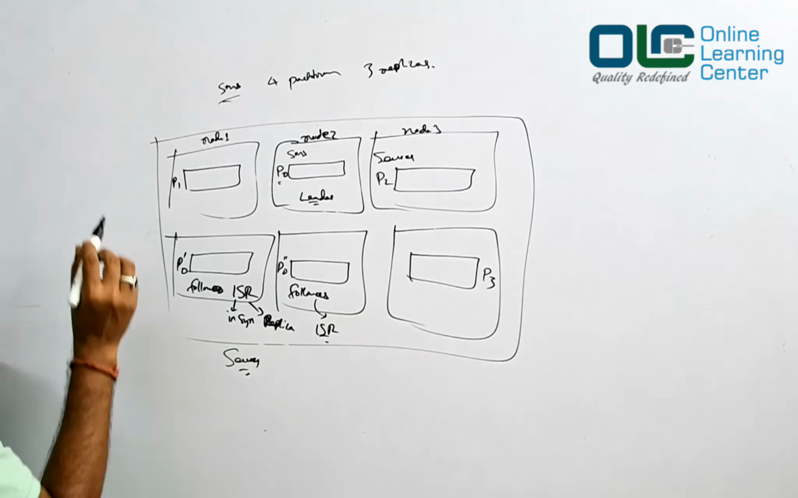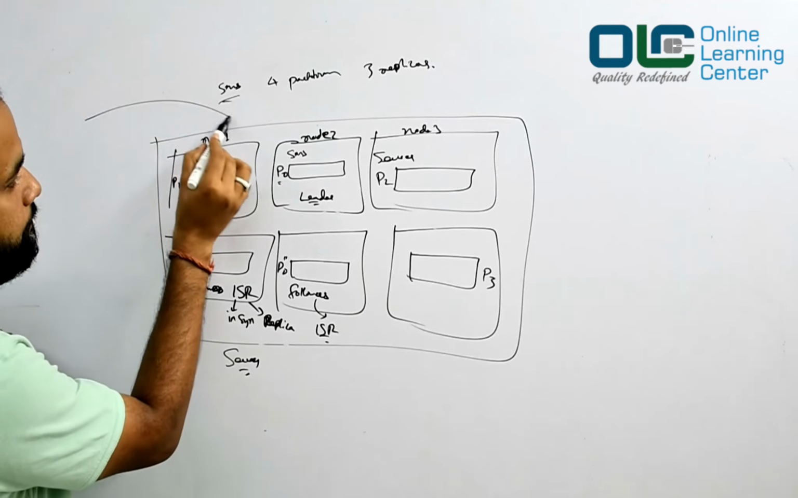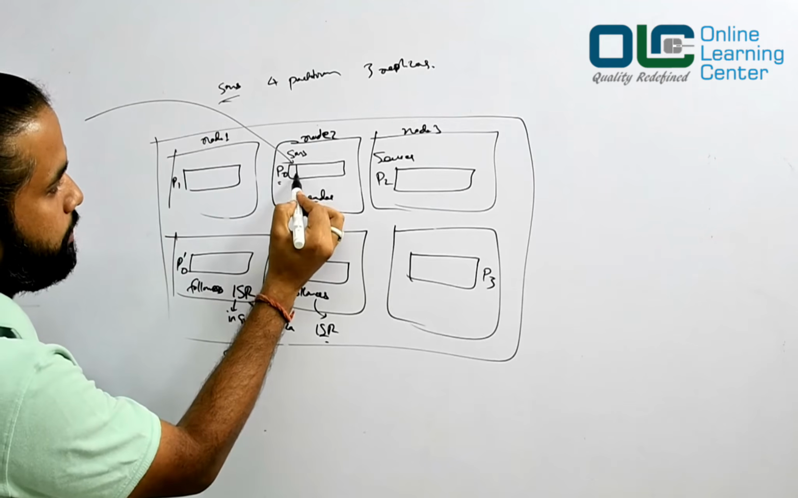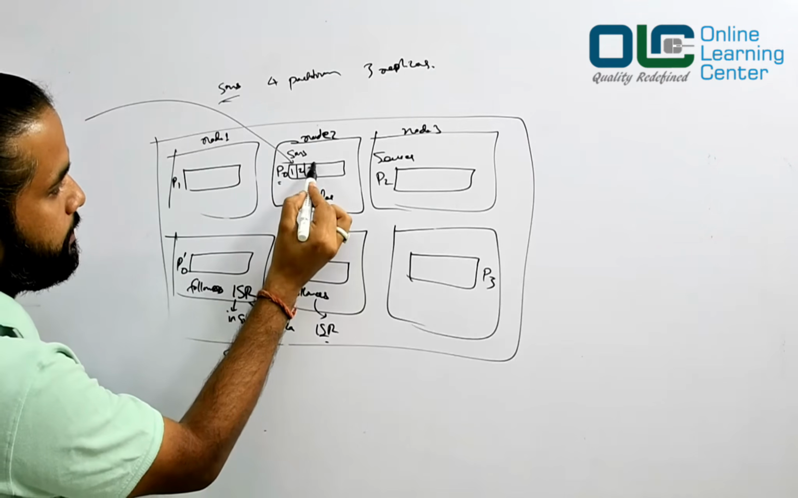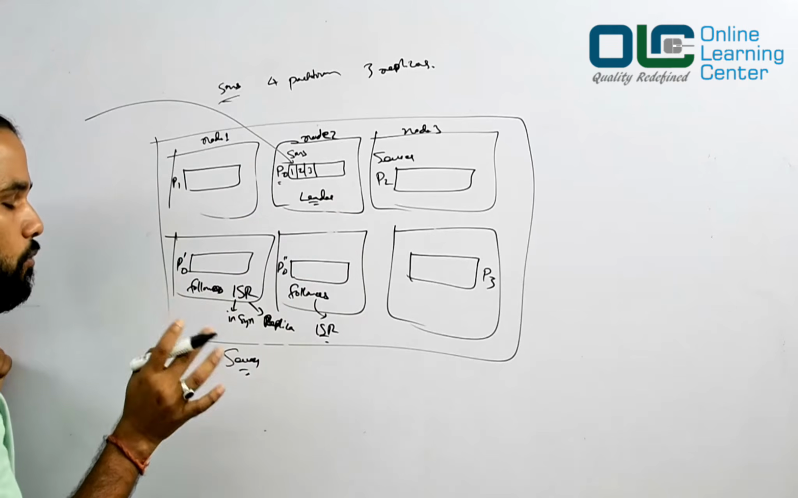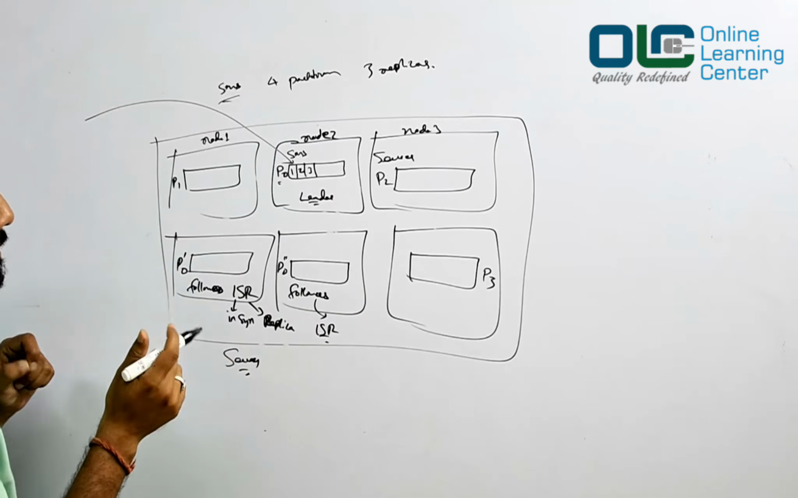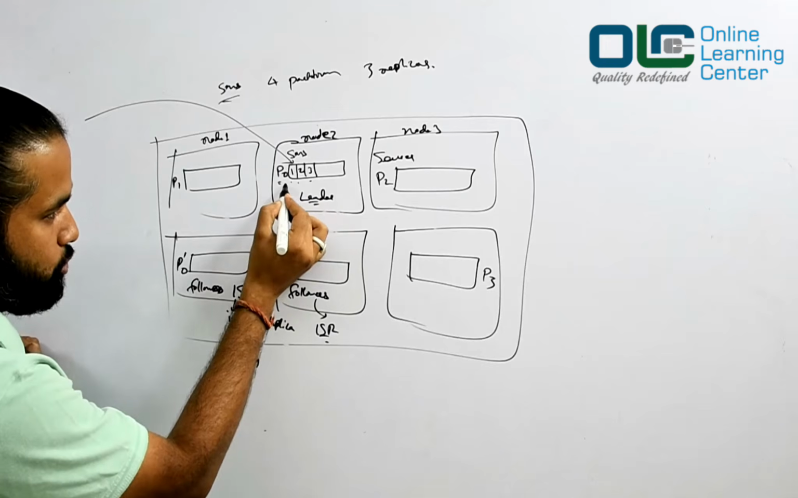Now let us assume one message has arrived and that was stored here. Let's say 1, 2, 3. A few messages are stored here. Done. Now what should happen is, behind the scenes, these messages should also be replicated here.